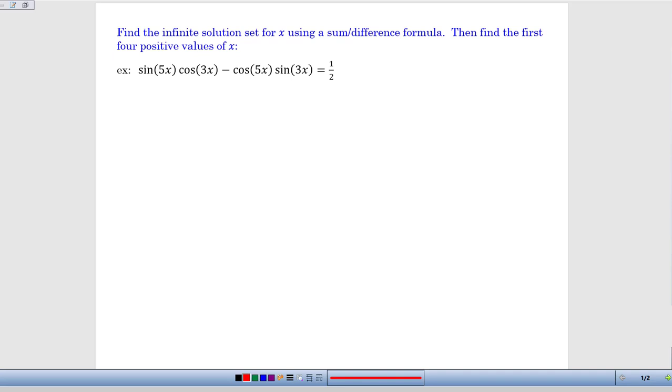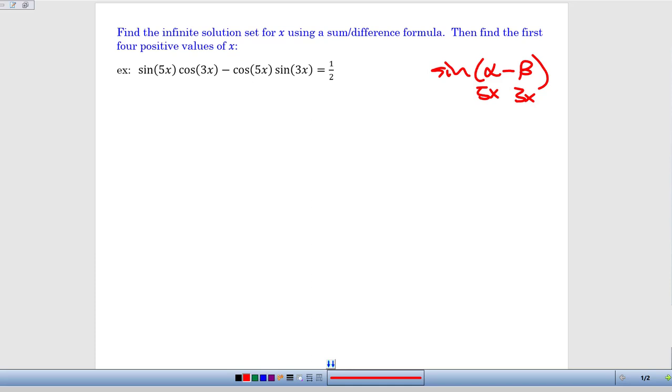We can use our sum and difference formulas to solve equations. So in the example that we see in front of us here, we've got a string of sines and cosines that are all linked together by that subtraction symbol. And so hopefully we can identify this as being the sine of alpha minus beta, the difference formula for sine, where alpha is 5x and beta is 3x.